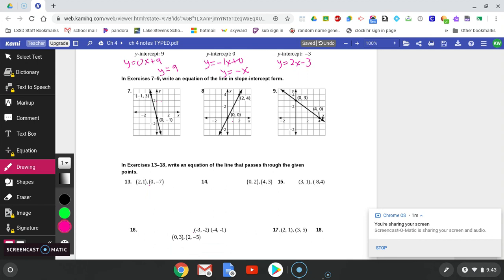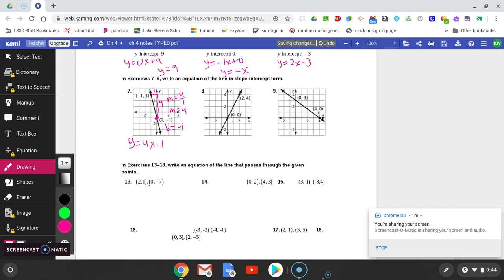So to find your slope, you're counting how far you're going up and then how far you're going over. So I'm going up 1, 2, 3, 4, and I'm going over 1. So that means my slope is 4 over 1, which is just 4. My y-intercept is the point right here where it crosses my y-axis, which would be at negative 1. So once I have m and I have b, I can write my equation. y is equal to 4x minus 1.